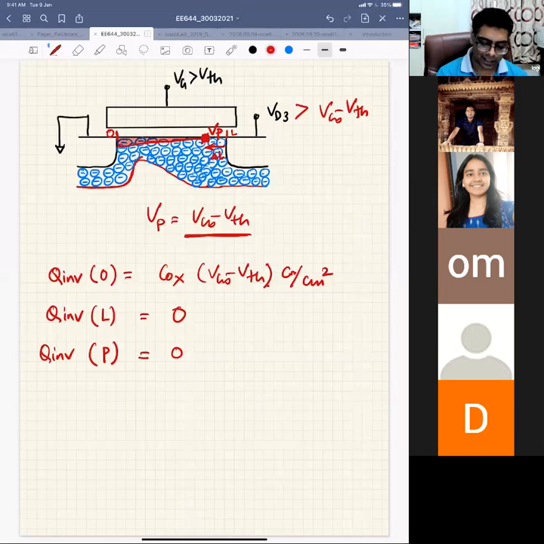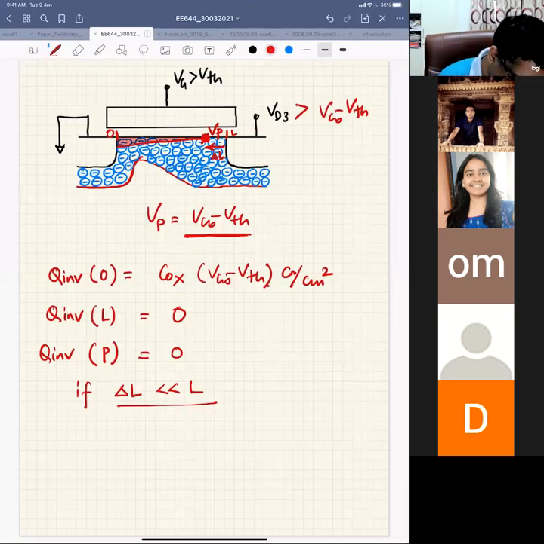If delta L is much less than L, so let's say you have a very long channel, you are talking about a very long channel transistor, then this delta L, the little bit shift in the pinch off point, is much less than L, right? So in this case, if you look at the average inversion charge, right?